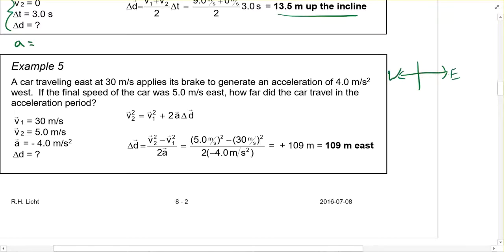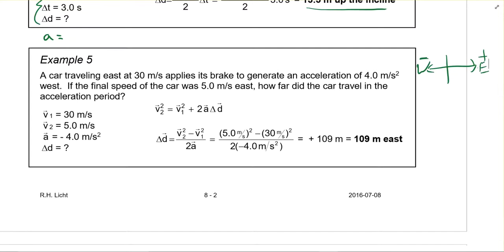So whenever the question says east, we're talking about a positive number. Whenever it says west, we're talking about a negative number. So V1 was 30 meters per second because it is going east, so it's positive, right? It applies the brakes to generate an acceleration of 4 meters per second squared west. So the fact that it's west is saying that it's negative. It's the other direction, so make sure you have a negative for your 4 meters per second. If the final speed of the car is 5 meters per second east, so it's still positive, how far did the car travel in the acceleration period?